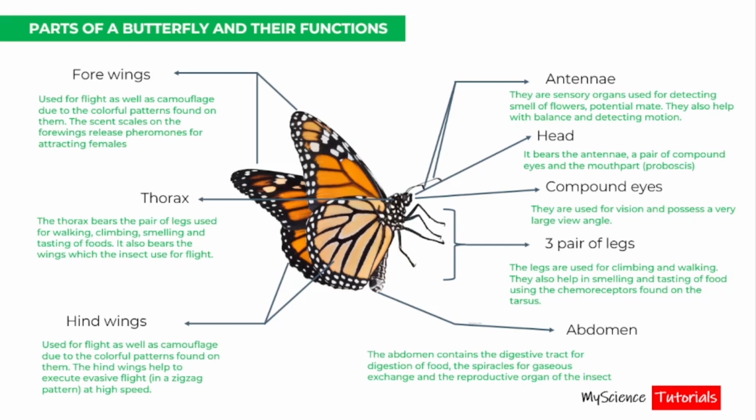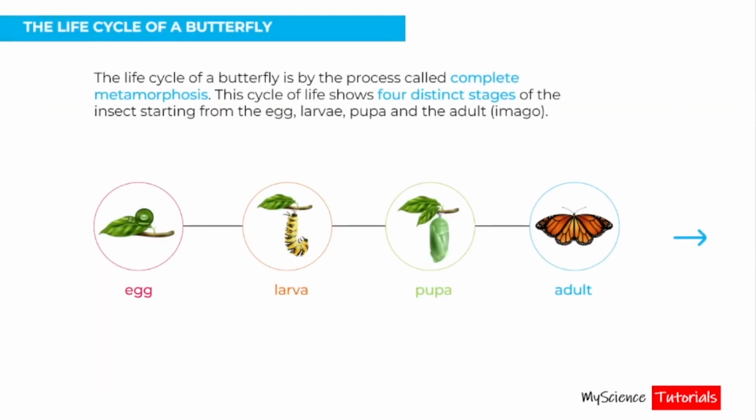So that is why you see butterflies flying and they are always going in a zigzag pattern, and it's quite difficult for you to just catch them. So they're able to navigate like that or go in that pattern at high speed due to their hind wings. Now let's talk about the life cycle of a butterfly.